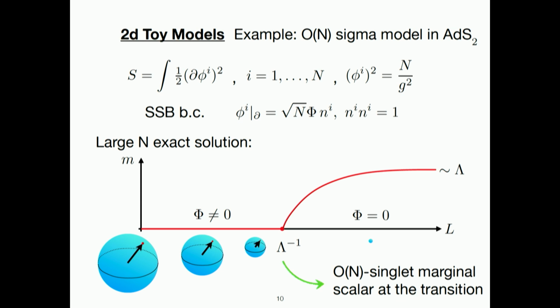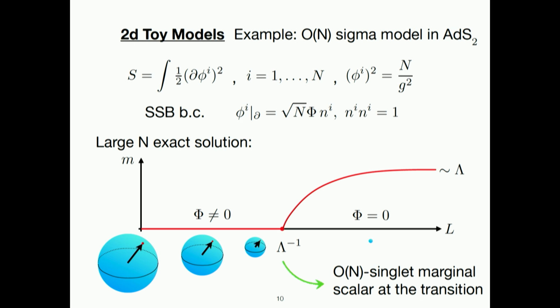Now, as you increase the radius of AdS, so there are two radii here, the radius of the sphere shrinks, until you reach the transition point, which in this case you can check is of order the dynamically generated scale in this sigma model. And nicely enough, you can compute the spectrum of O(N) singlet marginal operators. You see that precisely at this point there is an O(N) singlet operator which becomes marginal, in this case of dimension 1, because the boundary is a CFT1. So it is like in the marginality scenario that I explained before.